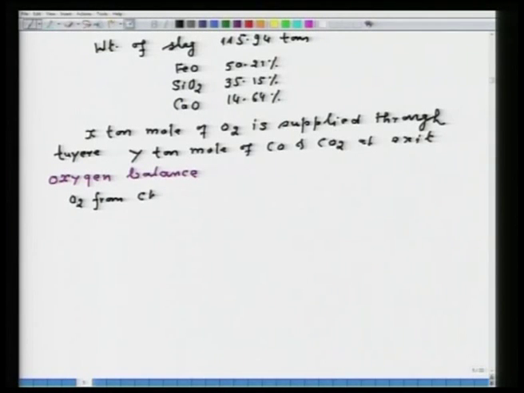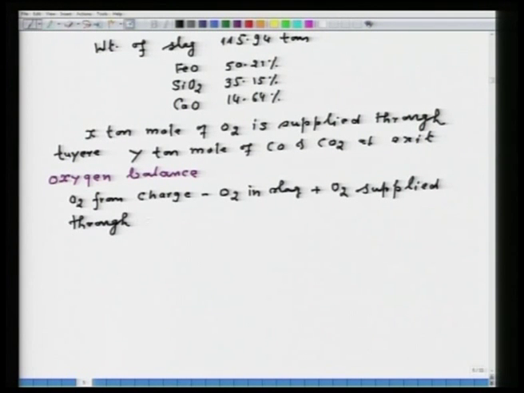That is why I am saying oxygen from charge minus oxygen in slag, because it is forming by oxidation, plus oxygen supplied through air, that will be equal to oxygen in exit gas. This balance you should be able to make in order to solve this particular problem. You have to consider the oxygen present in the system, introduced in the form of the charge, also the oxygen in the slag, say FeO and all these things, it has to be considered.